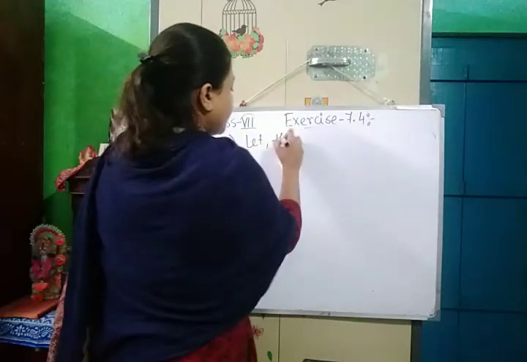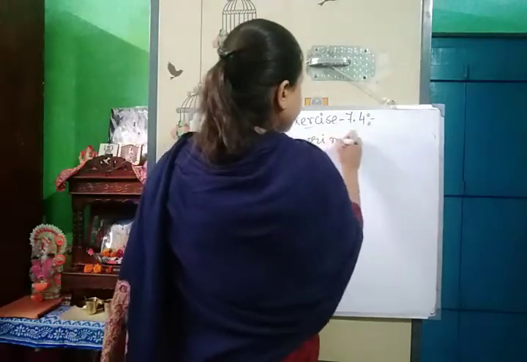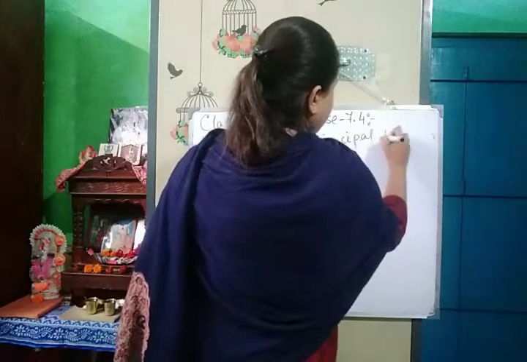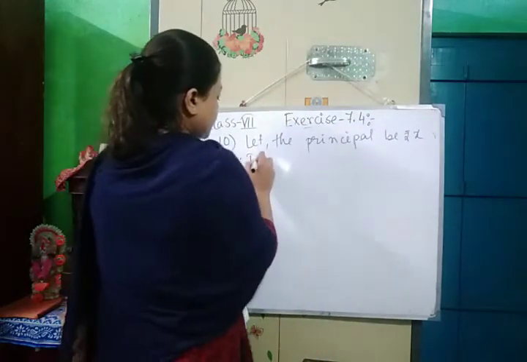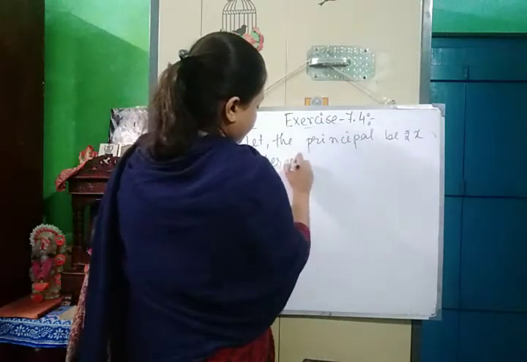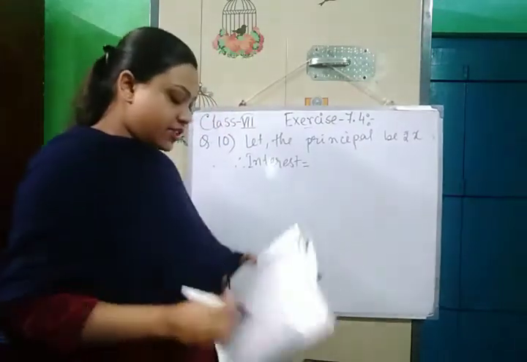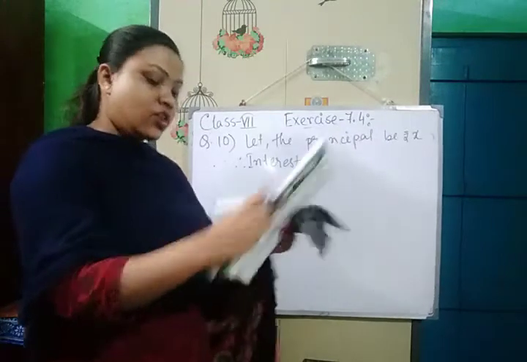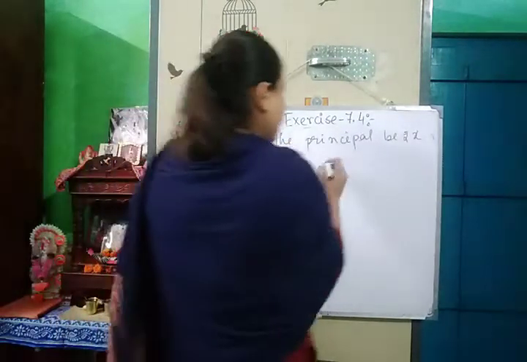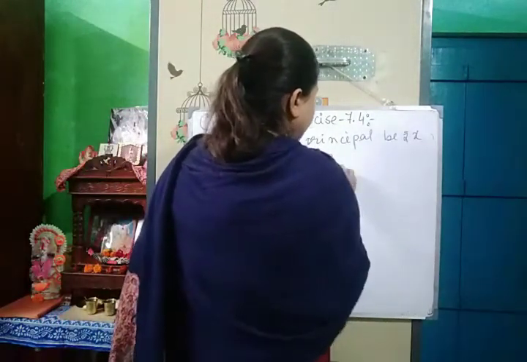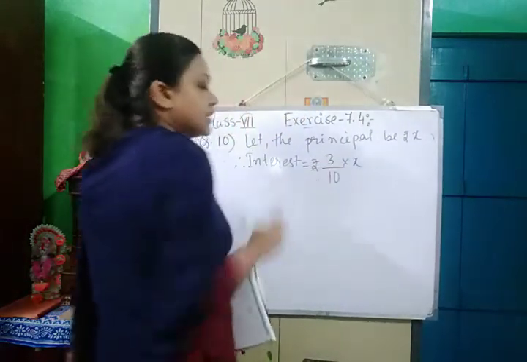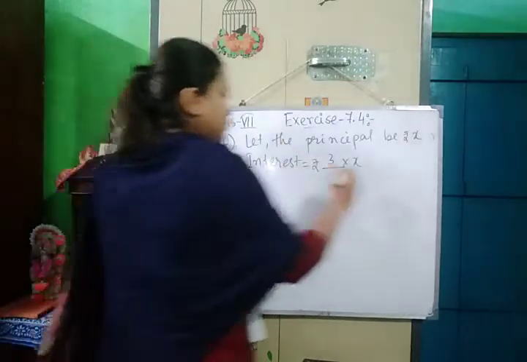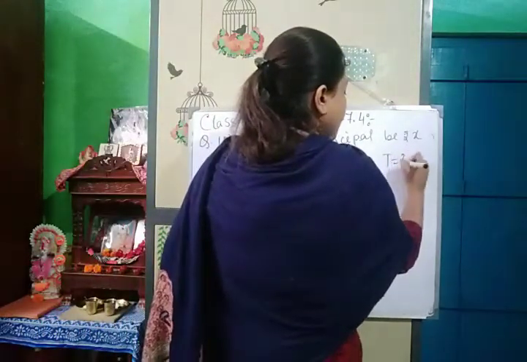Let the principal be rupees x. Therefore, the interest, what is the given condition? The interest is 3/10 of the sum, meaning of the principal. So 3 by 10 into x, that means 3x by 10, that is the interest. We know the time. Time is 3 years.